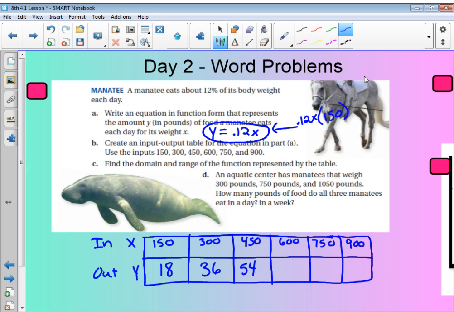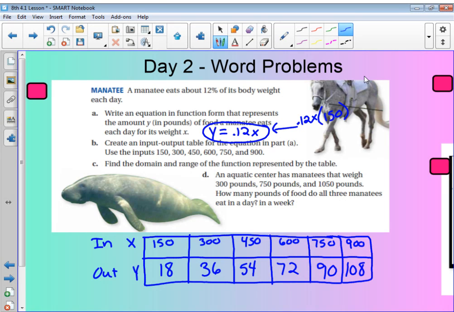So my next number would be 72 pounds here, 12% of 600. Then I would have 90 pounds, 12% times 750 would be 90. And then 12% of 900 is 108 pounds.